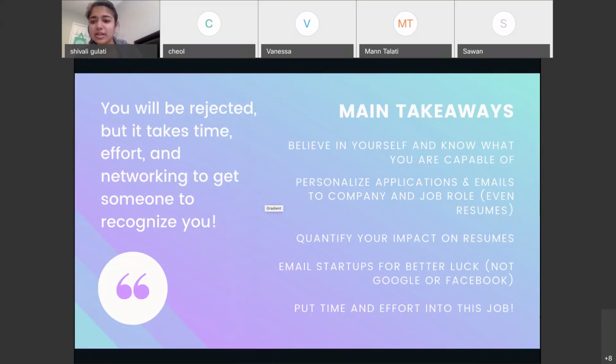You also want to personalize your applications and emails to the companies and job roles. You can also do this to resumes. Sometimes I'll reorder my resume experiences accordingly if I'm applying to something more specific. You want to make sure that it's not a copy and paste thing you can send everywhere. Quantify your impact, paint the picture for them. Remember that it takes 7 seconds for someone to reject you. You don't want to give them any time to interpret.